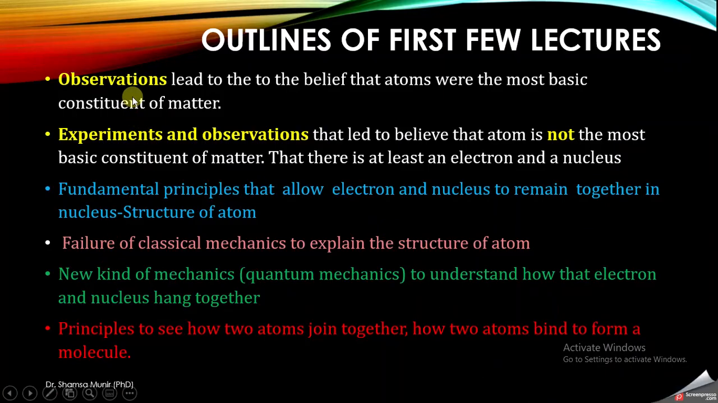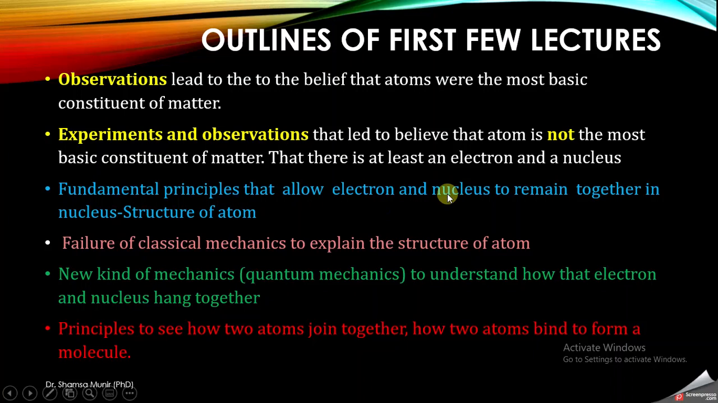First, we are going to study the observations that led to the belief that atoms are the most basic constituent of matter. And then we are going to see the experiments and observations that enable us to believe that the atom is not the most basic constituent of matter, and we can divide the atom into at least the electron and the nucleus. Then we are going to see the fundamental principles that allow the electron and nucleus to remain together in the atom.